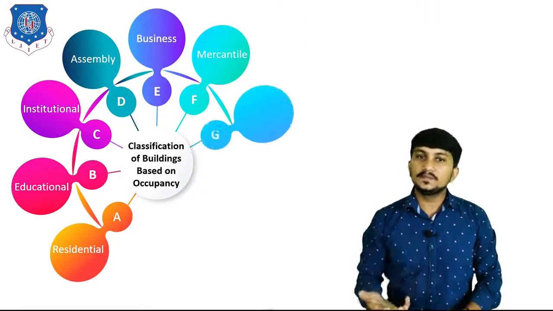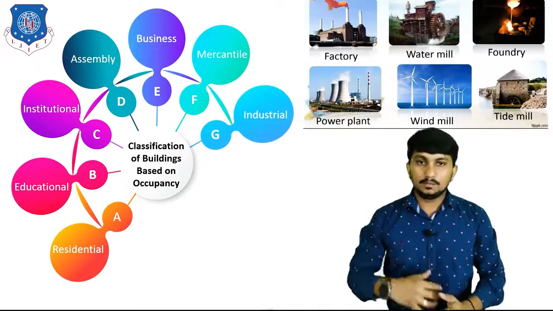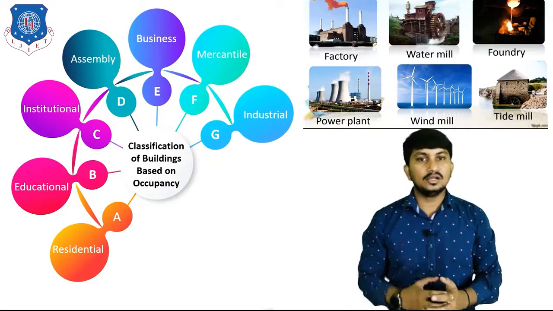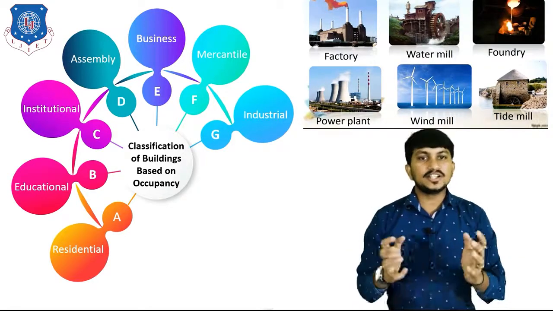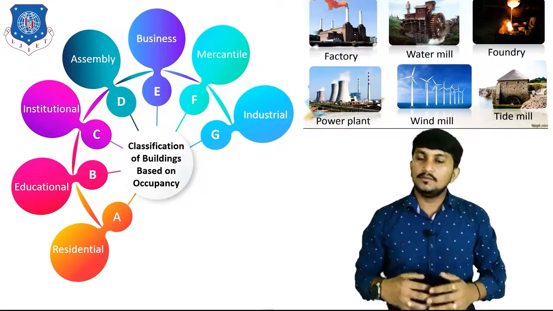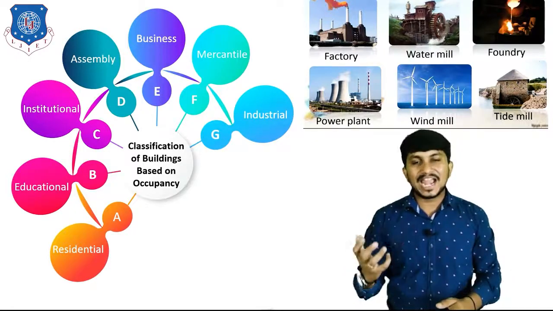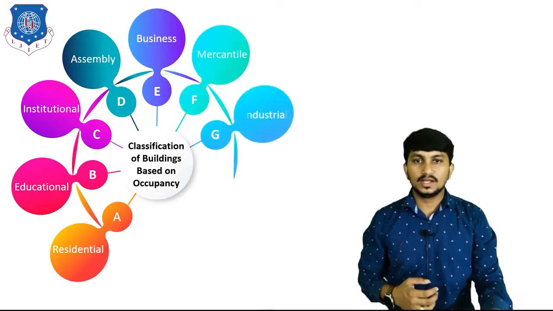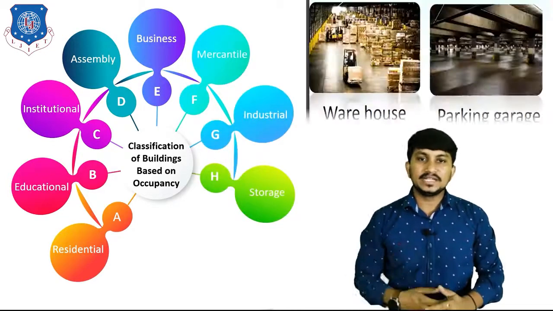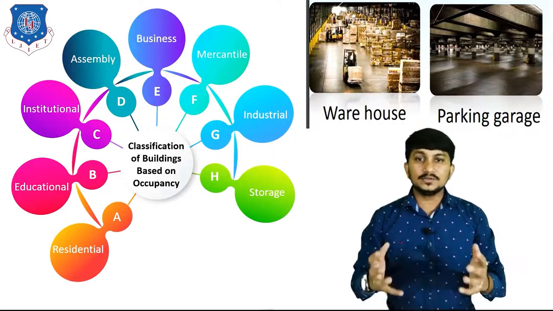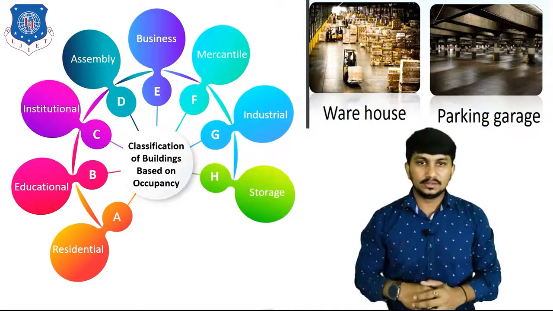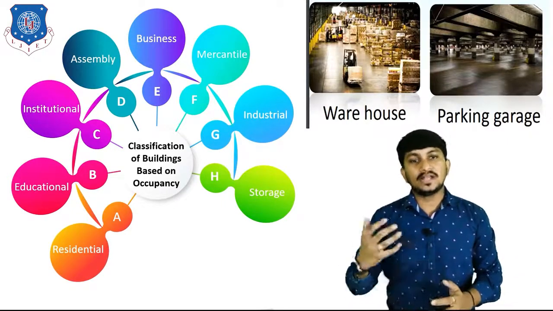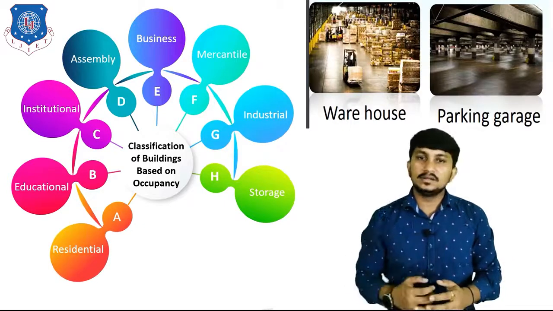Next group is Group G, which is industrial type of building. The buildings which are used for production of any material or any processes are called industrial type of buildings. The examples of industrial buildings are factory, water mill, foundry, power plant, windmill, tide mill, etc. Next group is Group H, which is storage type of building. The buildings which are used for storage of any material or any vehicle are called storage buildings. The examples of storage buildings are warehouses, cold storages, parking, etc.